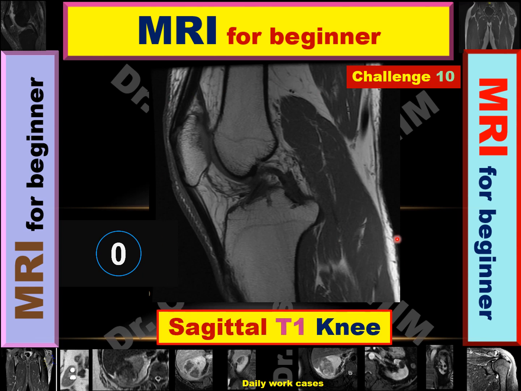Examined part is the knee and the plane is sagittal plane and the fat appeared bright. However, the fluids in the articular cartilage, hyaline cartilage here appeared dark. So this is only one object appeared bright, which is fat. However, the fluid is dark. So this is T1 knee sagittal image. Sagittal T1 knee.